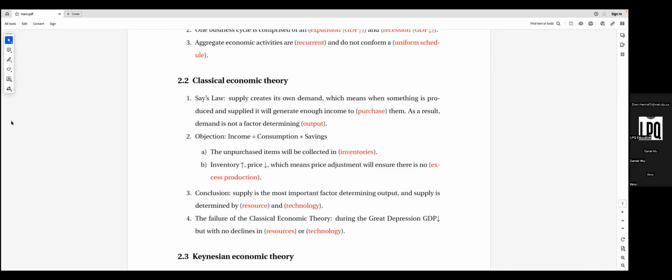The central idea, the representing idea of classical theory, is Say's law. So let's see the definition of what Say's law is, and how this group of economists understands the reason why we have a business cycle. What it says is: supply can create its own demand.